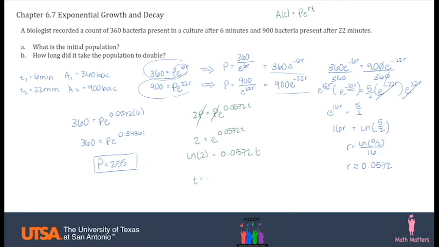So then t equals ln of 2 divided by 0.0572. And if we plug this into the calculator, we get about 12. So it took approximately 12 minutes for the population to double.